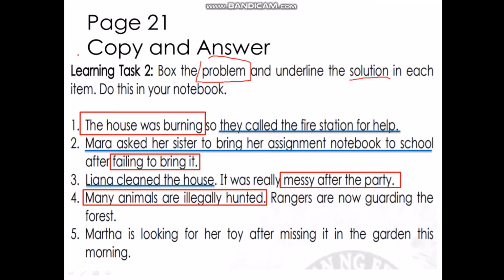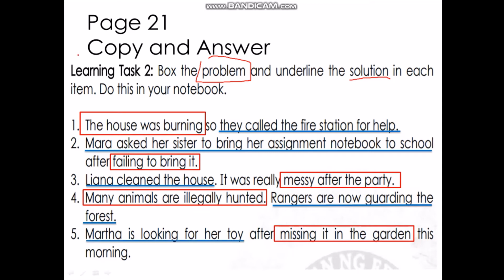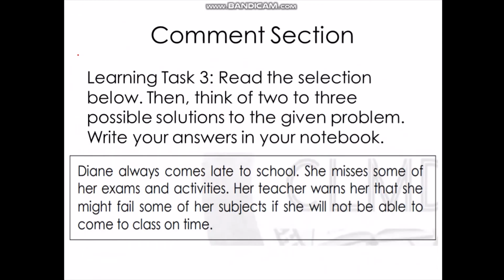Number 4, many animals are illegally hunted, so that is the problem. So the solution, rangers are now guarding the forest. Number 5, missing it in the garden is the problem, and the solution, Martha is looking for her toy. So 1 check. So all in all, that is 10. So if you got 10, good job.